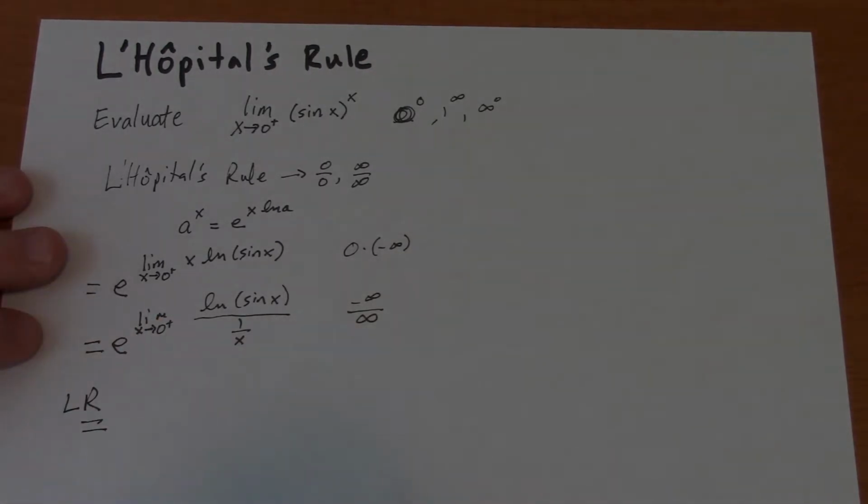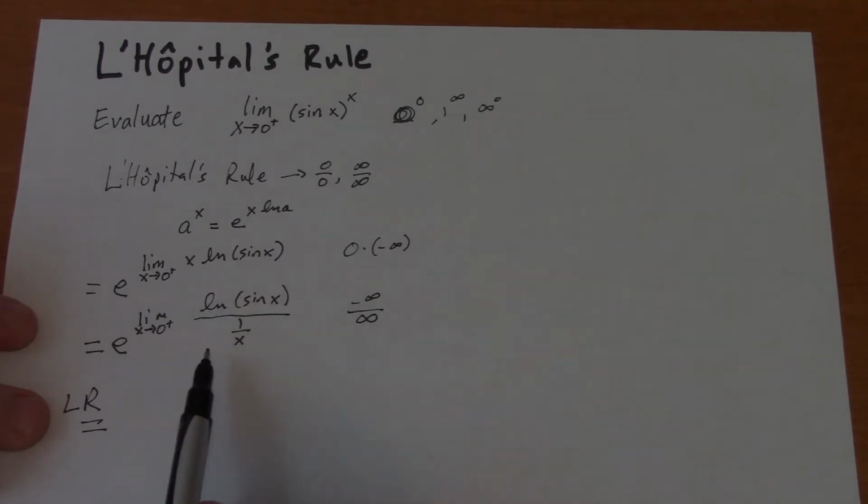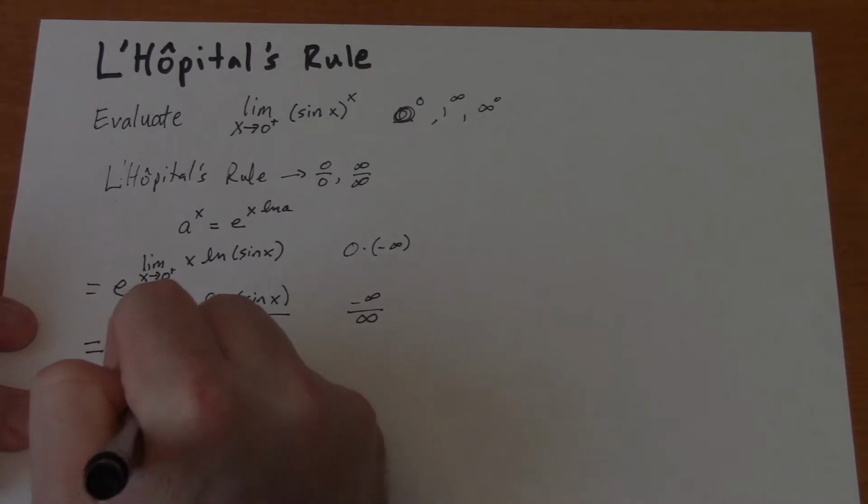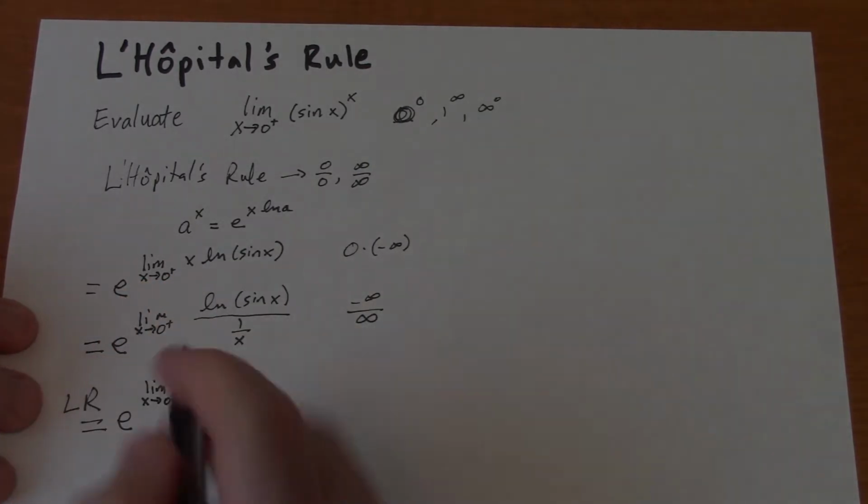Now on problems like these that are super, super long, it's probably a good idea, if you have to go back and find a mistake, that you have some documentation. So I'm writing LR here to denote that we're actually using L'Hopital's rule here. Okay, notice all the stuff we've done up to here is just algebra. So the simpler L'Hopital's rule problems, you probably don't need to do that.